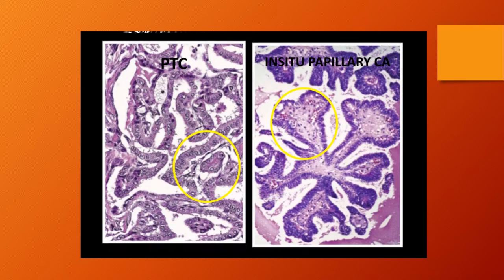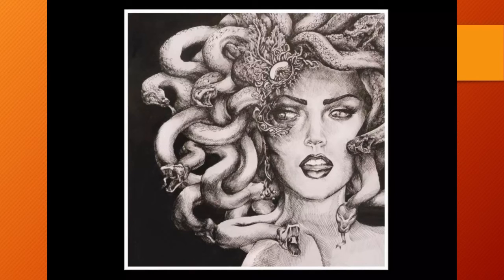This is again papillary thyroid carcinoma showing the typical papillary arrangement. It's like a lollipop, a small stalk with a fibrovascular core and a lobulated surface.